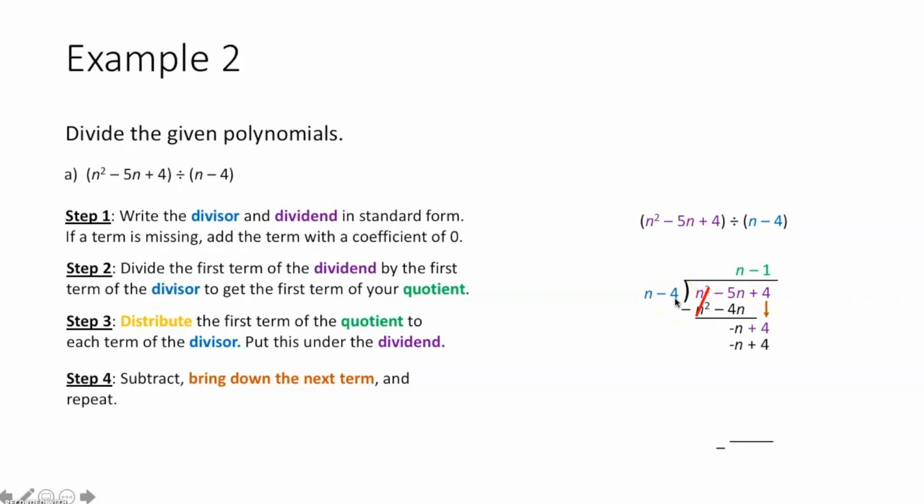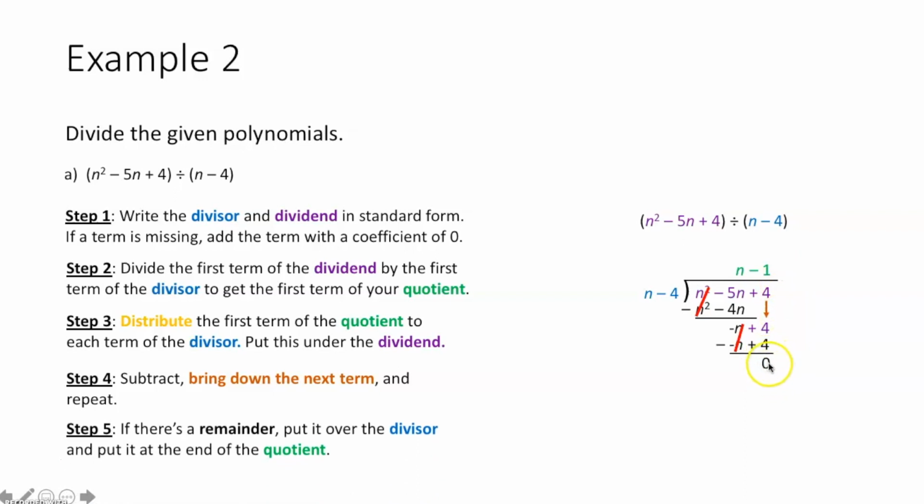So now we subtract these two. What's negative n minus negative n? Those cancel each other out. 4 minus 4, those also cancel each other out, and we're left with 0. Since there's nothing else to bring down, our remainder in this case is 0. And if you have a remainder of 0, that means you don't have a remainder. So n minus 1 is our answer, and you're done.